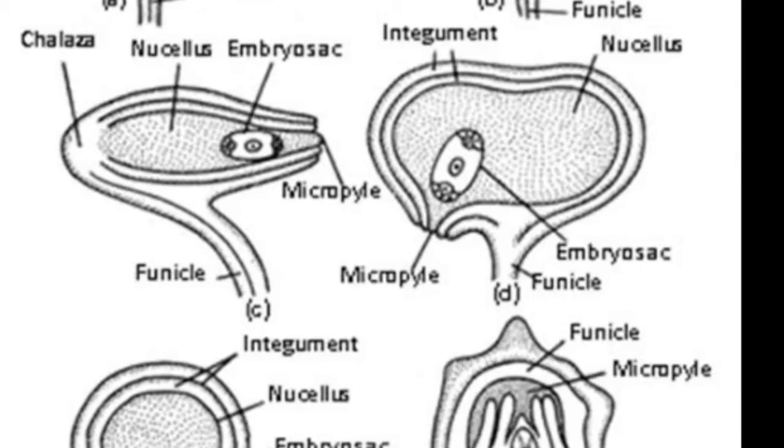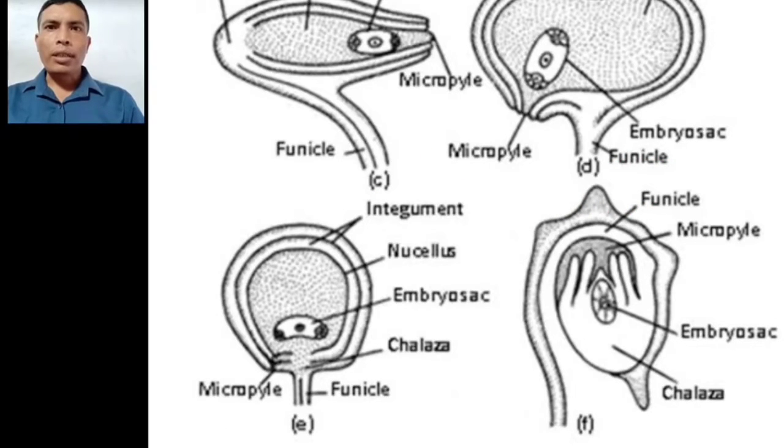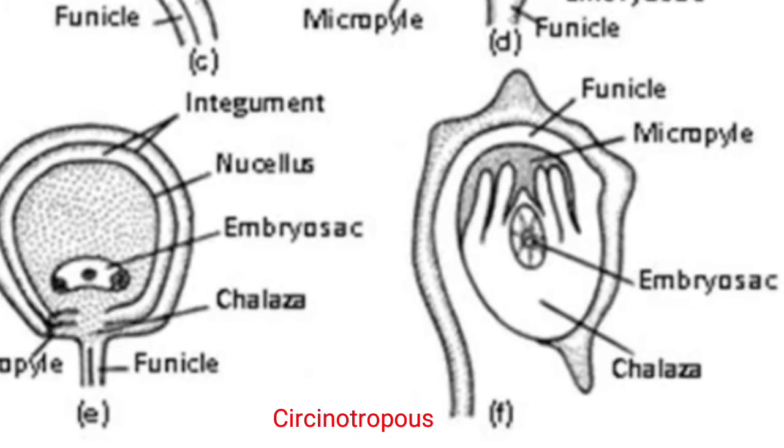Okay, next we have amphitropous type of ovule. In this type, both the nucellus and the embryo sac are curved, so the embryo sac becomes horseshoe shaped. Lastly, we have circinotropous type of ovule. In this ovule, the nucellus rotates 360 degrees and the funicle is very long and it coils around the ovule, right?